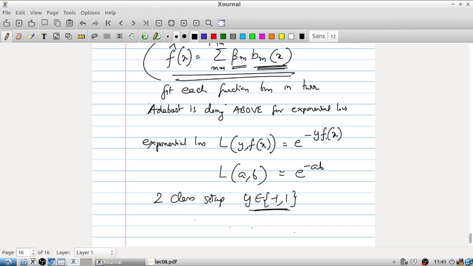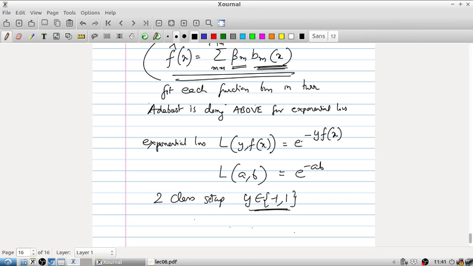small. But if f of x is a positive number, so it's predicting a positive class, but y is negative, then the product of these two is negative. E to the power minus of a negative term is positive, so it's actually giving a high loss value. Basically you just want sign alignment.